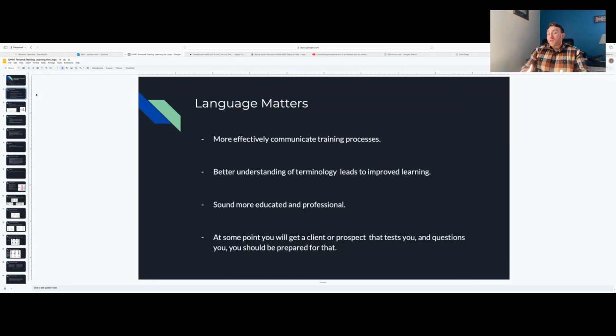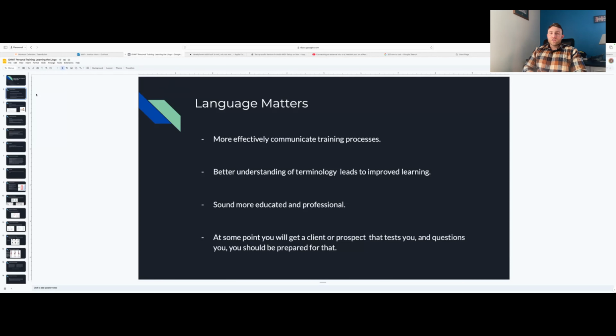Or even if you have one of those clients that does ask a lot of questions or really knows what they're talking about and wants to test you, which will happen if you do this long enough and at a high enough level, then what are you going to do when you don't know how to answer that? So language matters. Now, in a sense it is semantics. We're talking about semantics here, but semantics are not something to write off when we're talking about just an aspect of language, right?